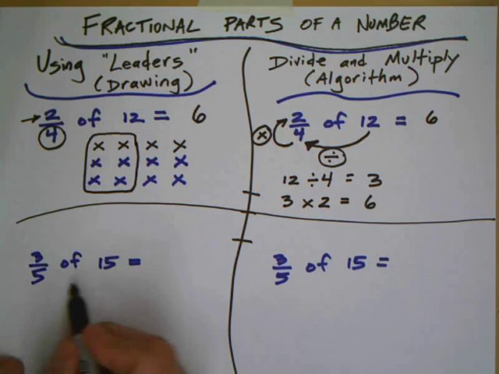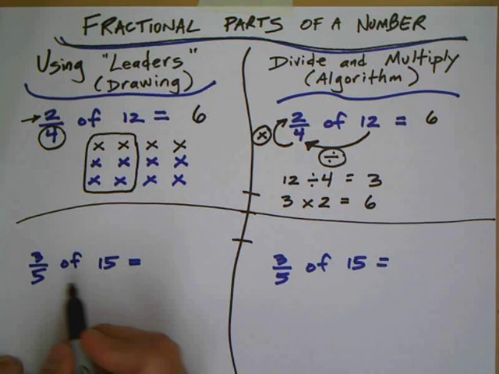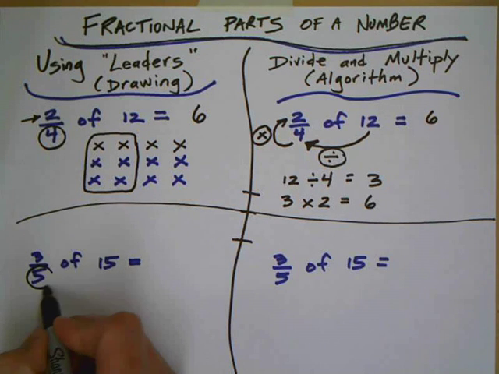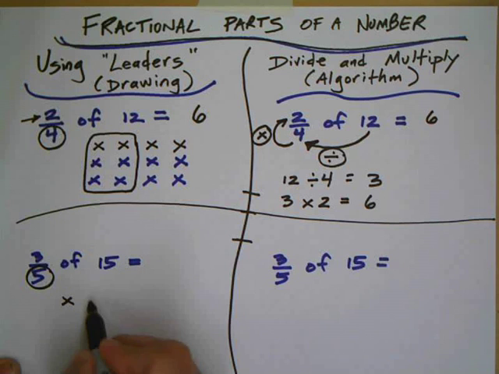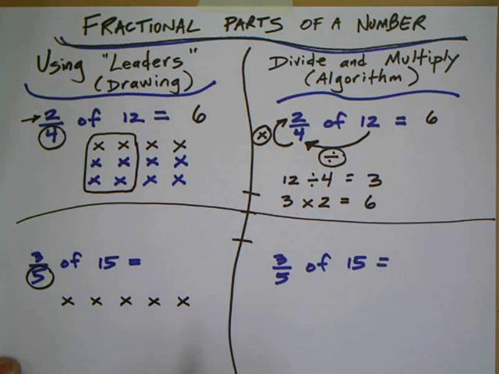To do another example here, 3/5 of 15. 15 is the total number of objects I'm dealing with. I look at this denominator here and see that I need 5 leaders, who are going to be the leaders of 5 equal groups. I need to pass out the remaining members of my groups. Excuse me, I'm going to use blue. The remaining members of my groups until I've reached 15. There's 10.